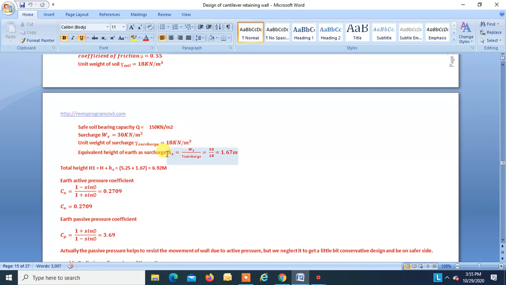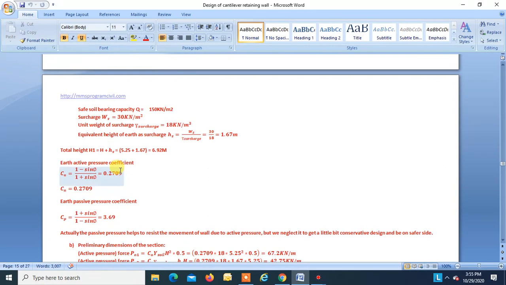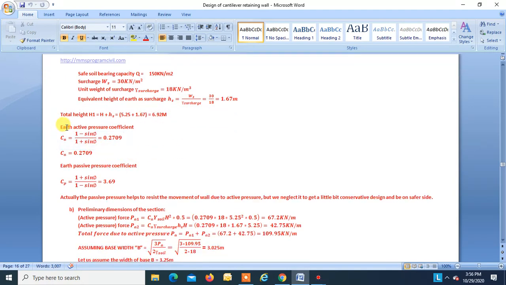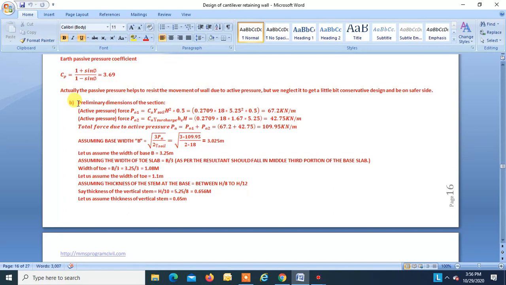Equivalent height of surcharge HS, as I explained above, is taken as WS divided by density of surcharge, which is equal to 1.67. So this fictitious height HS is 1.67 meters. Okay, right. Now total height H, with the fictitious height of the surcharge, is equal to 6.92 meters. Okay. Now, CA is found to be 0.2709, and CP is found to be 3.69. As usual, we are not considering passive pressure in design. Okay. Now we will select the preliminary dimensions of the section.